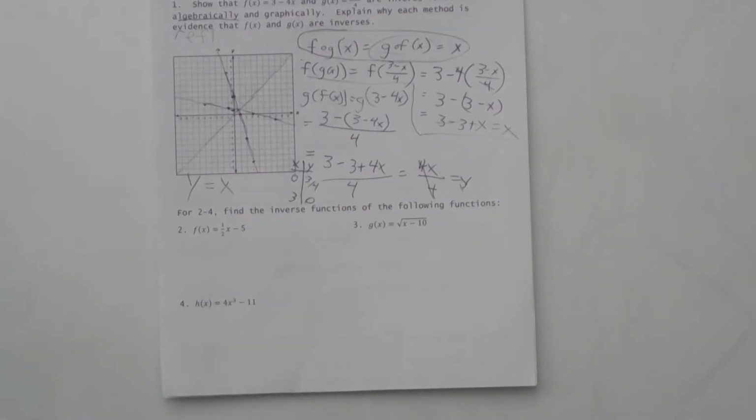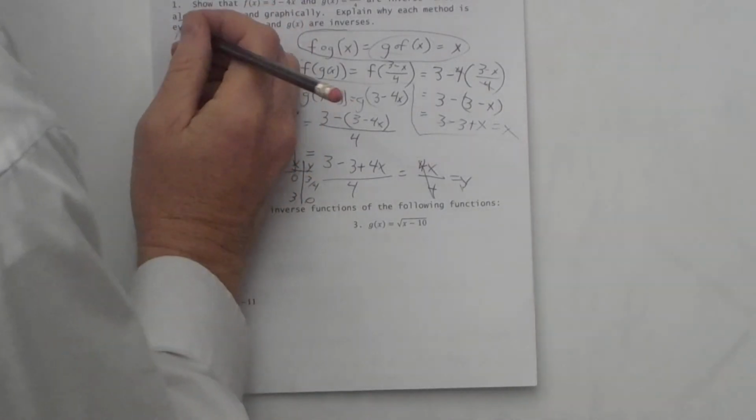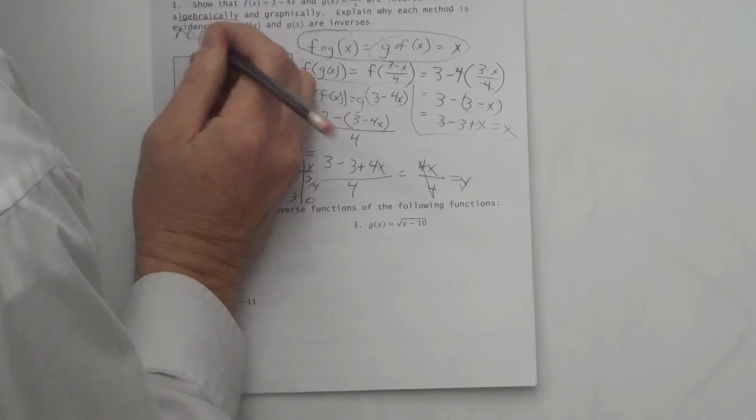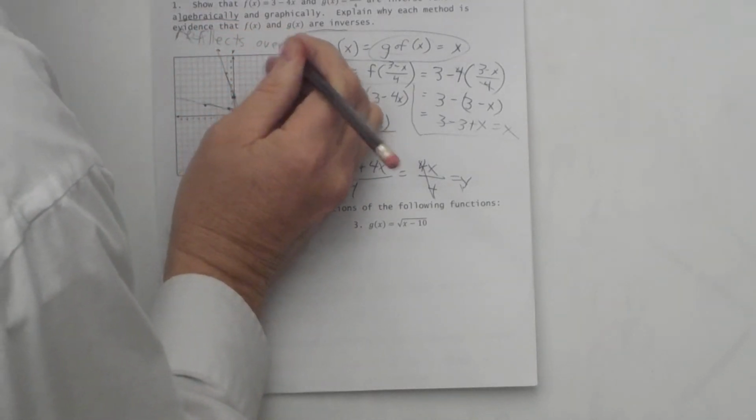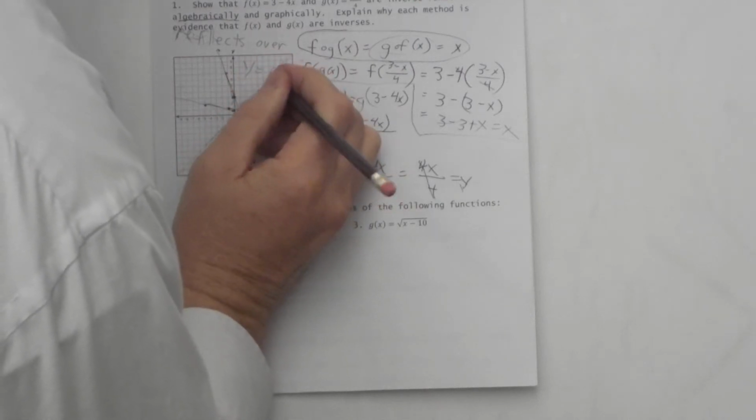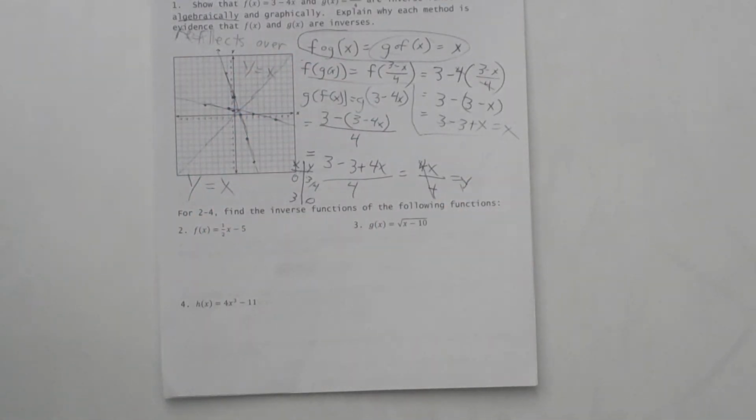Gravity is preventing me from writing like I want to write, so that's not necessary with a pencil. Reflects over y equals x. F and G do. All right.